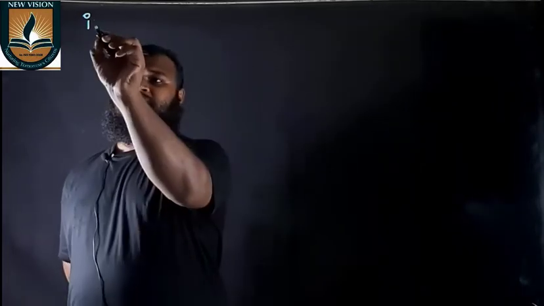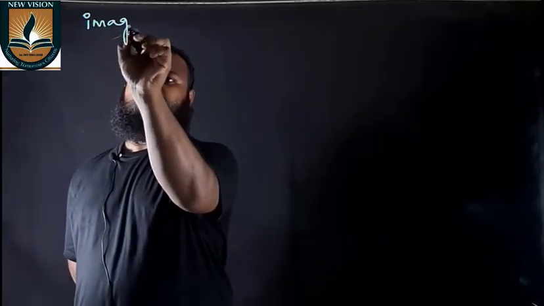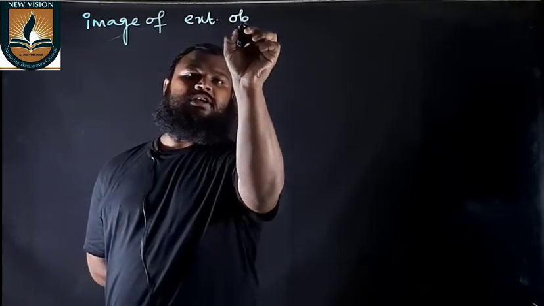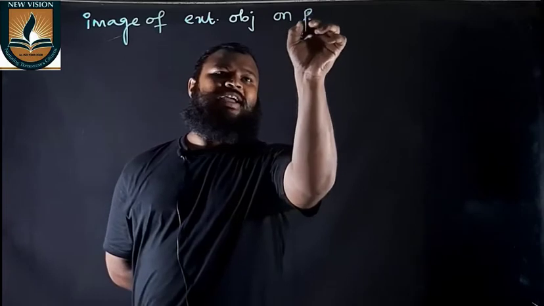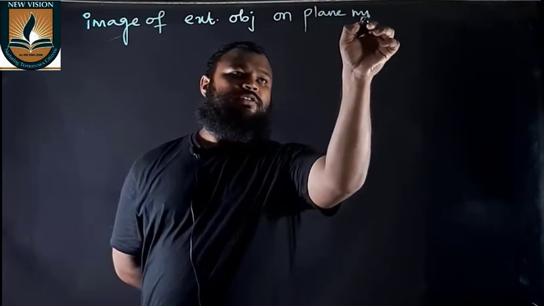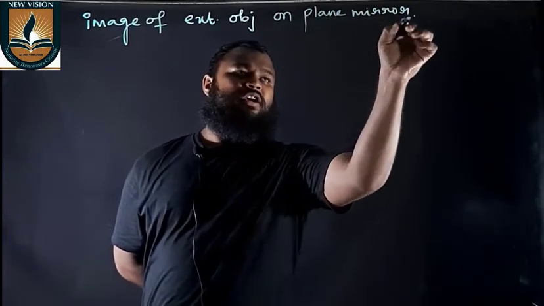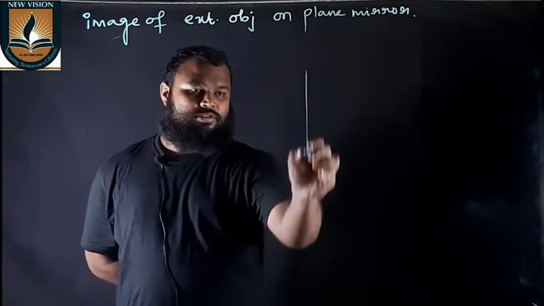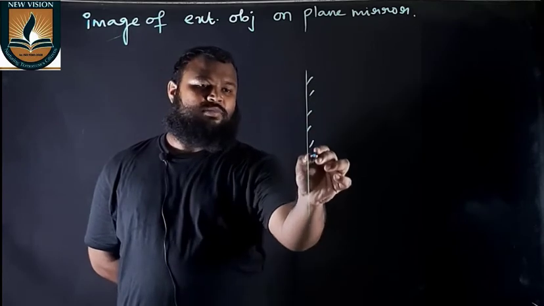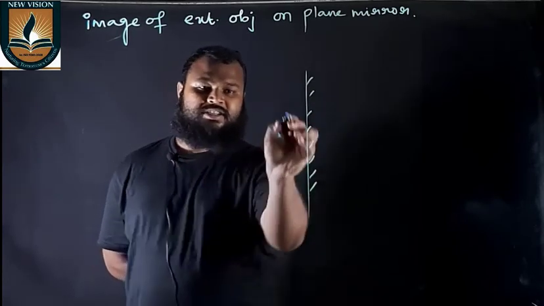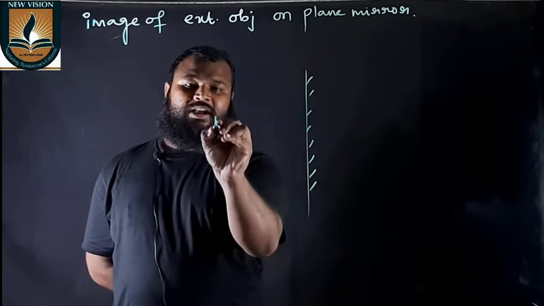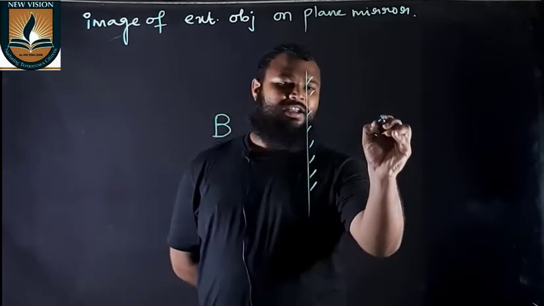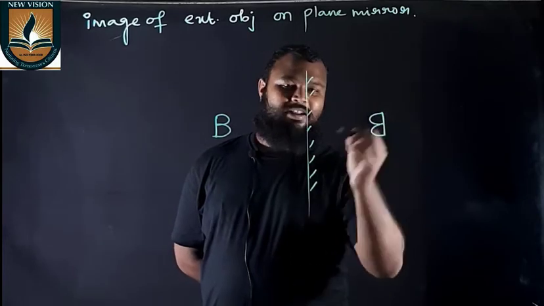Let's talk about image of extended object on plane mirror. So you have a plane mirror and you're trying to find out how an extended object forms an image on plane mirror. So far we're discussing about point object. Now let's take an extended object. Let me take a letter B here. So this B is formed in a mirror in laterally inverted manner.